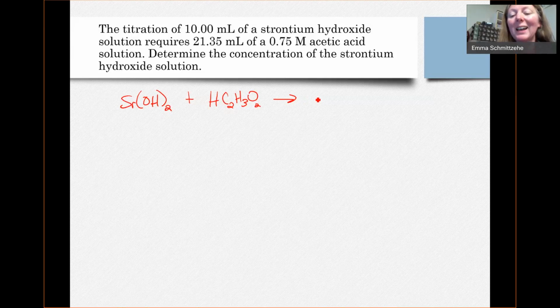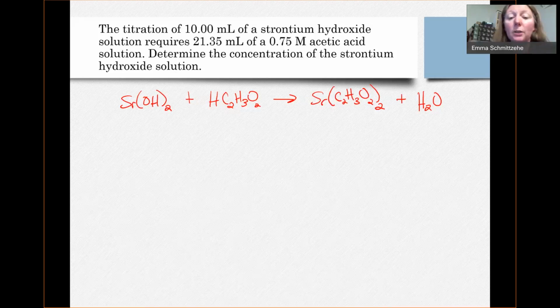And so you're going to get Sr(C2H3O2)2, because you have a 2+ ion combining with a 1-, so they combine in a 1:2 ratio. And then the H+ from the acid combines with the OH- of the base, so you get water. And then you have to balance the reaction. We're going to need 2 of the acetic acids, and that's going to overall give us 2 waters. Okay, so this is our balanced reaction.